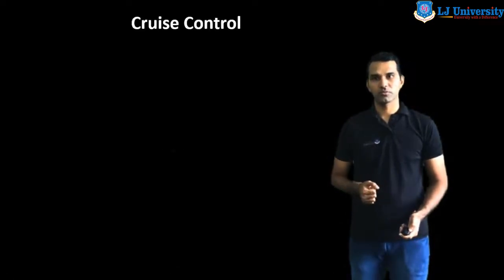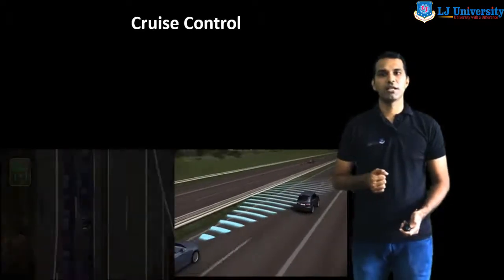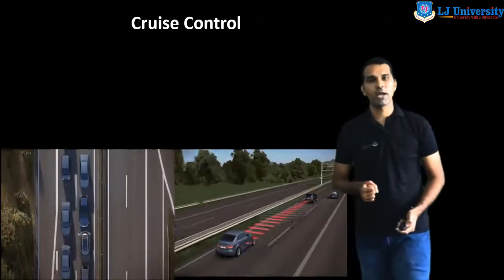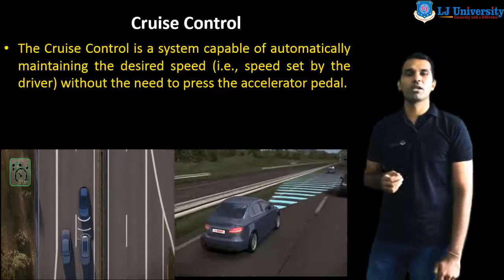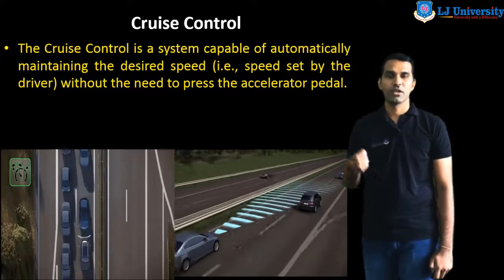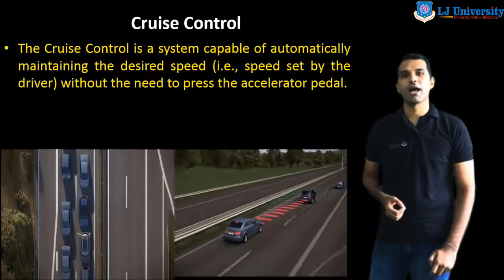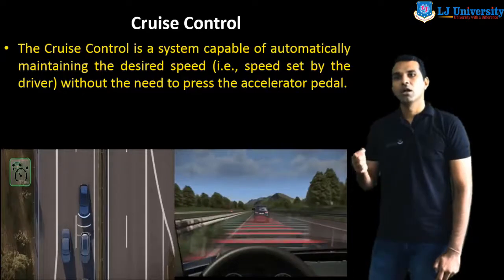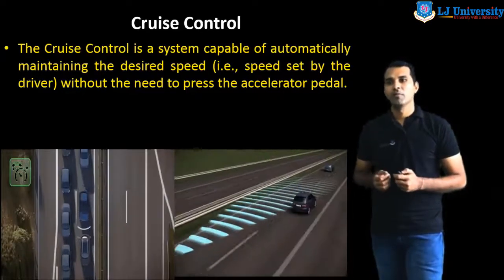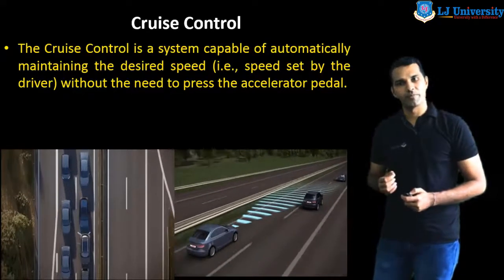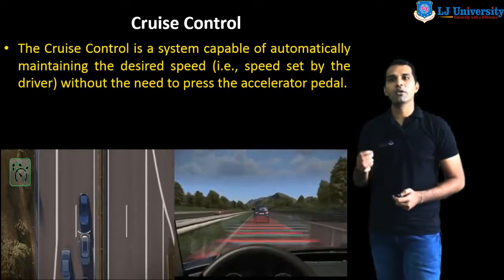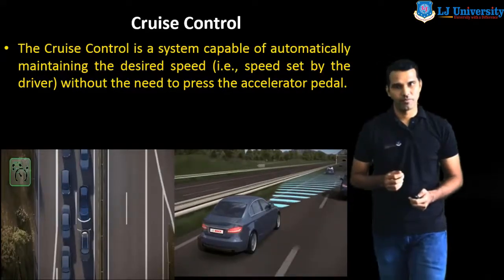So, cruise control. To understand cruise control, I have used this image so you can understand in a better way. First, a question comes to our mind: what is cruise control, and why do we need a cruise control system in our automobile or car? The cruise control is a system capable of automatically maintaining the desired speed, that means the speed set by the driver, without the need to press the accelerator pedal.